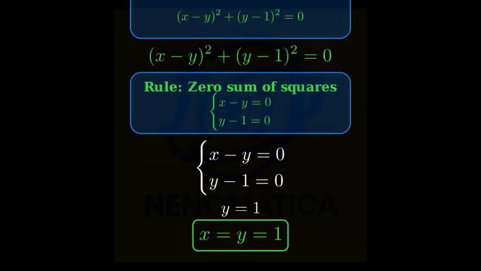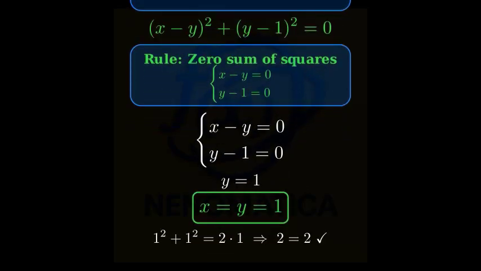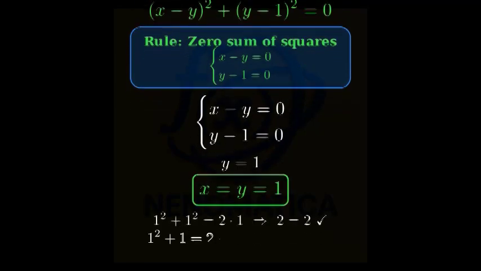Let's box the final answer. Quick verification. Substitute x equals 1 and y equals 1 back into both equations. First equation becomes 1 plus 1 equals 2.